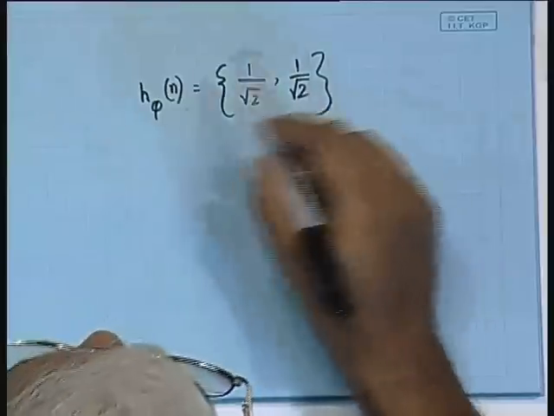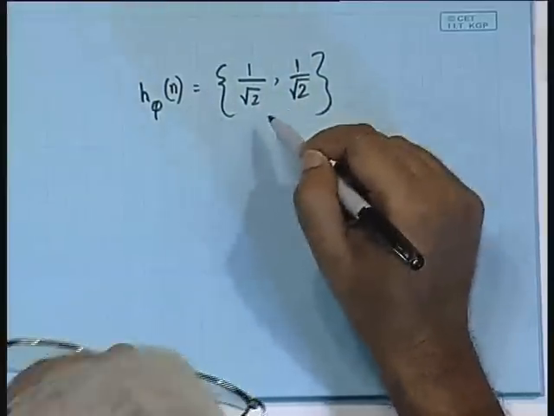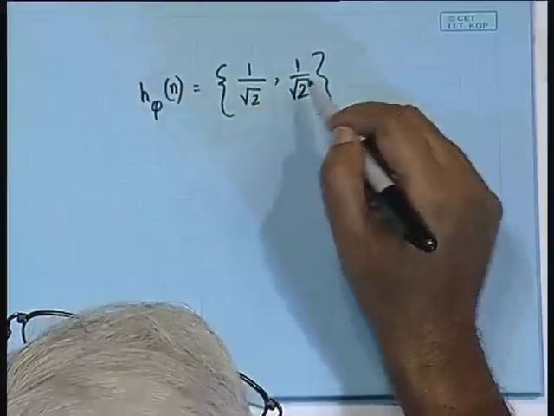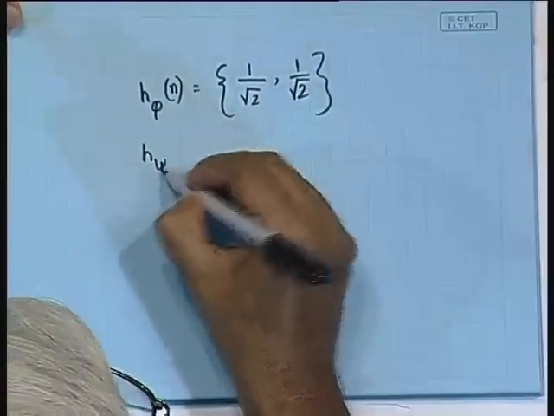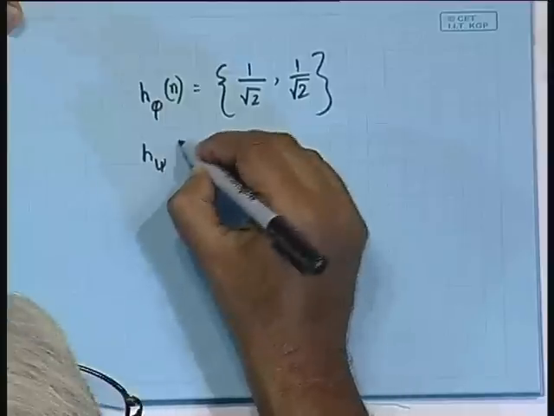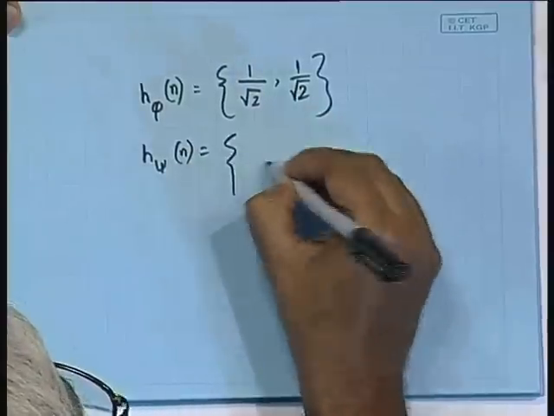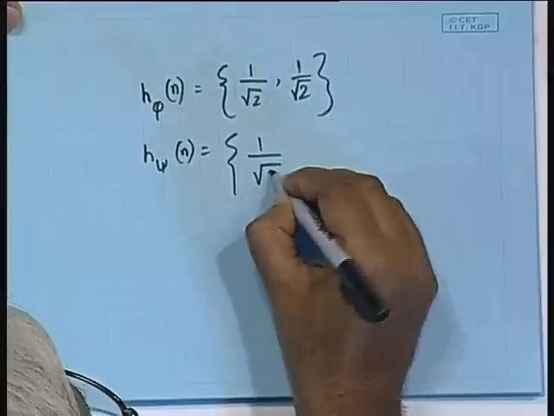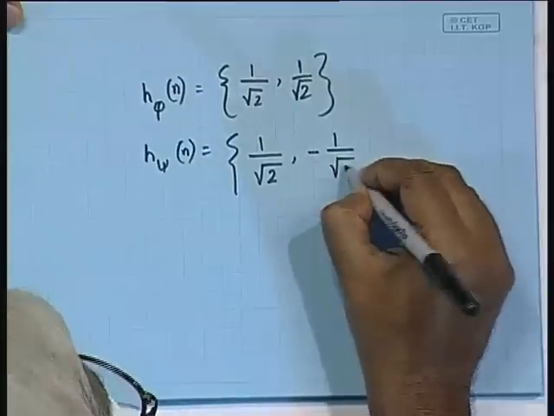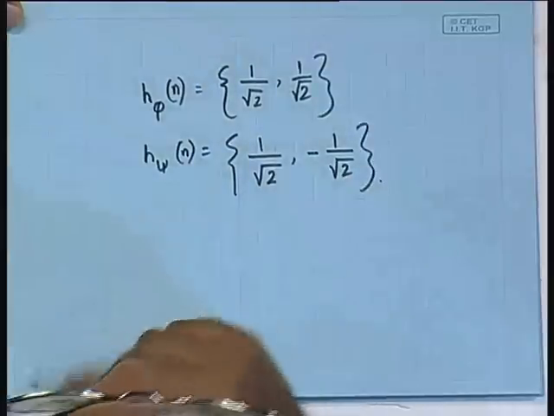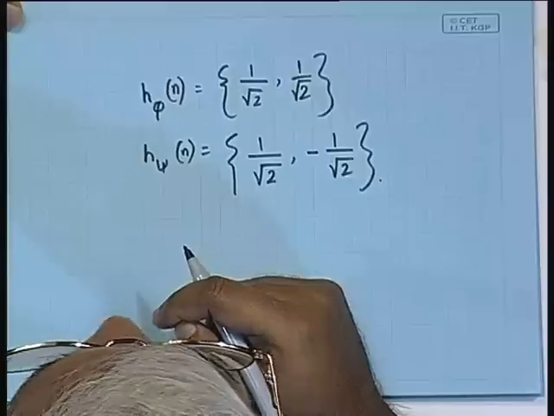If we take a 2 tap filter for H phi of n having coefficients 1 by root 2, 1 by root 2, and as H psi of n, if we take another 2 tap filter which will be having the coefficients 1 by root 2 and minus 1 by root 2, what type of filter is that? Anybody having an idea about what filters we are talking of? What is the sketch of the filter?